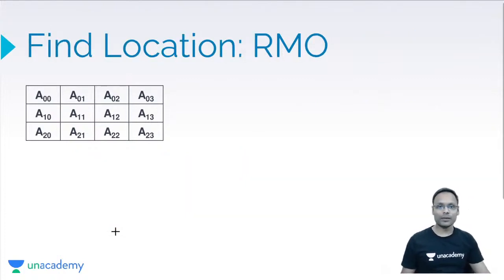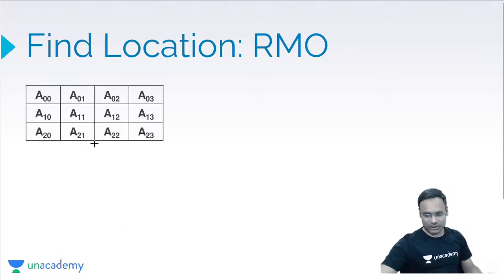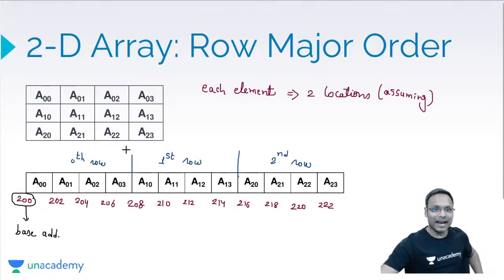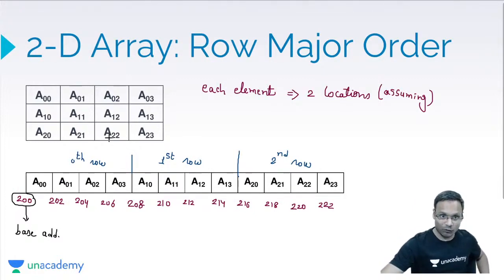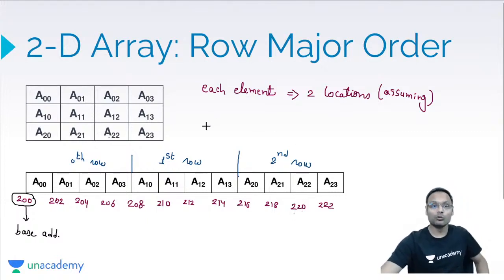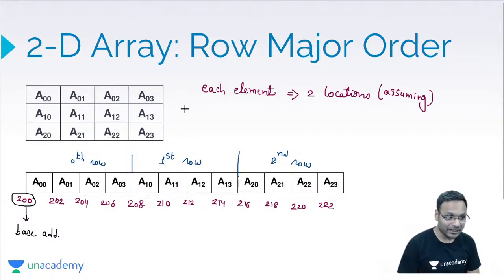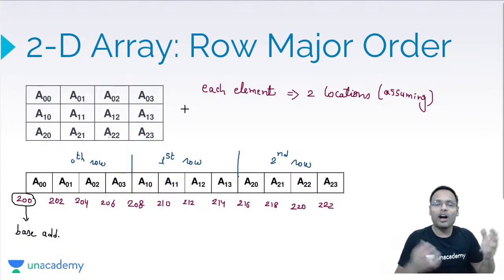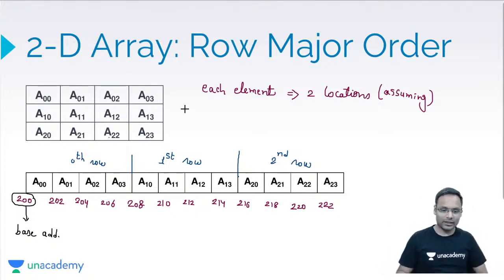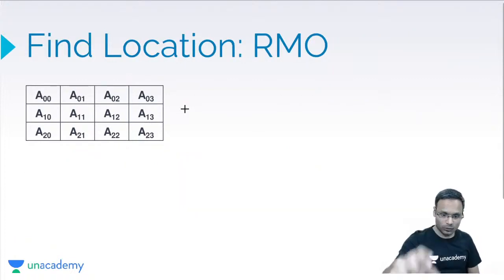Now in row major order, if we want to find out how to find the location. Suppose I am asking, can you give me the address of the element A of 22? The address of element A of 22 here should be 220. But how to find it? How to find it until we draw this? This is very easy when we have only 12, 15, 16 elements. If we have 100, 200 elements or something, can you draw that? No. Can you get a formula? Of course. How? I will explain. Look at this. Very simple.